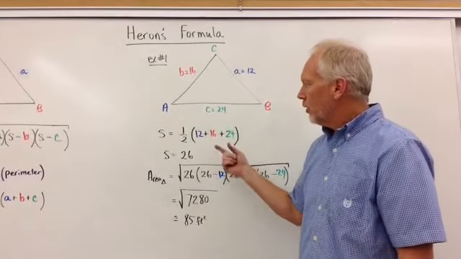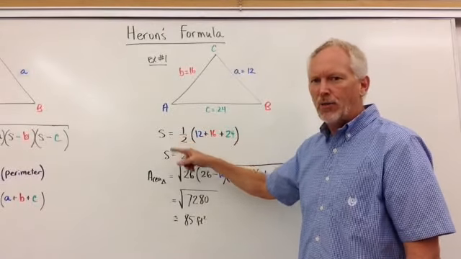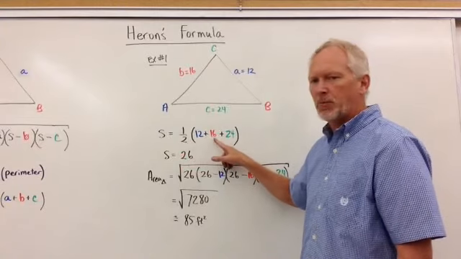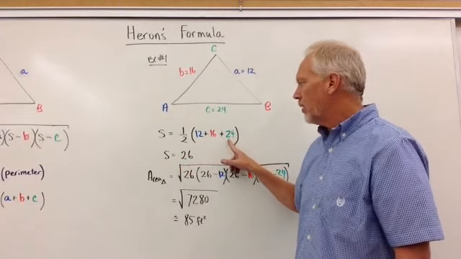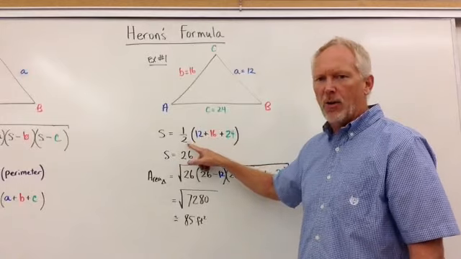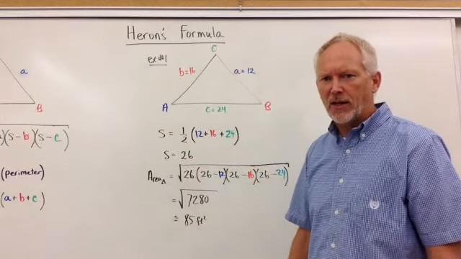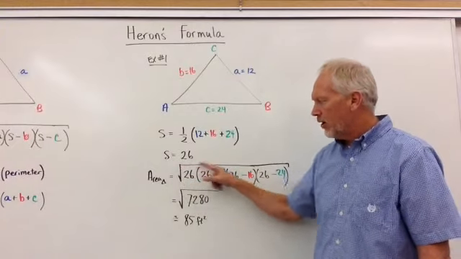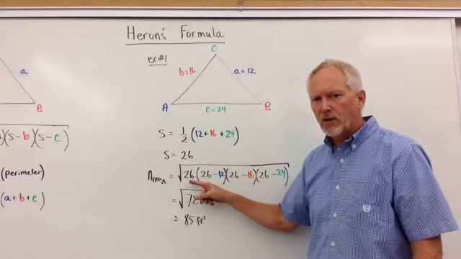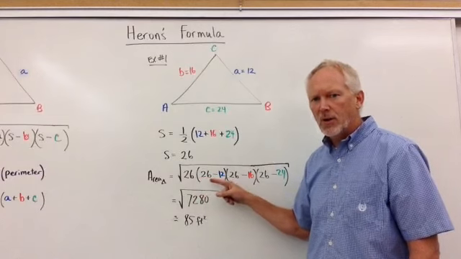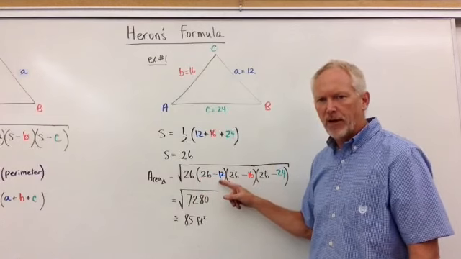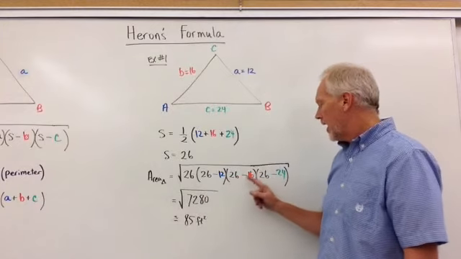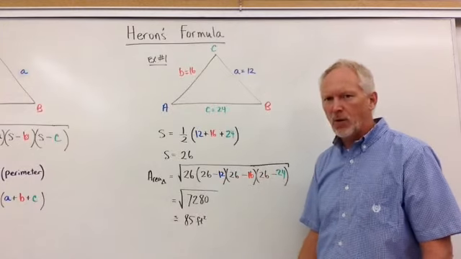All right, so first we find the value of S, which is half of the perimeter. So we add 12 plus 16 plus 24. We divide that all by 2 and we'll get 26. Next, we take that 26 and, under the square root symbol, we take 26 times 26 minus 12, 26 minus 16, and 26 minus 24, for A, B, and C.